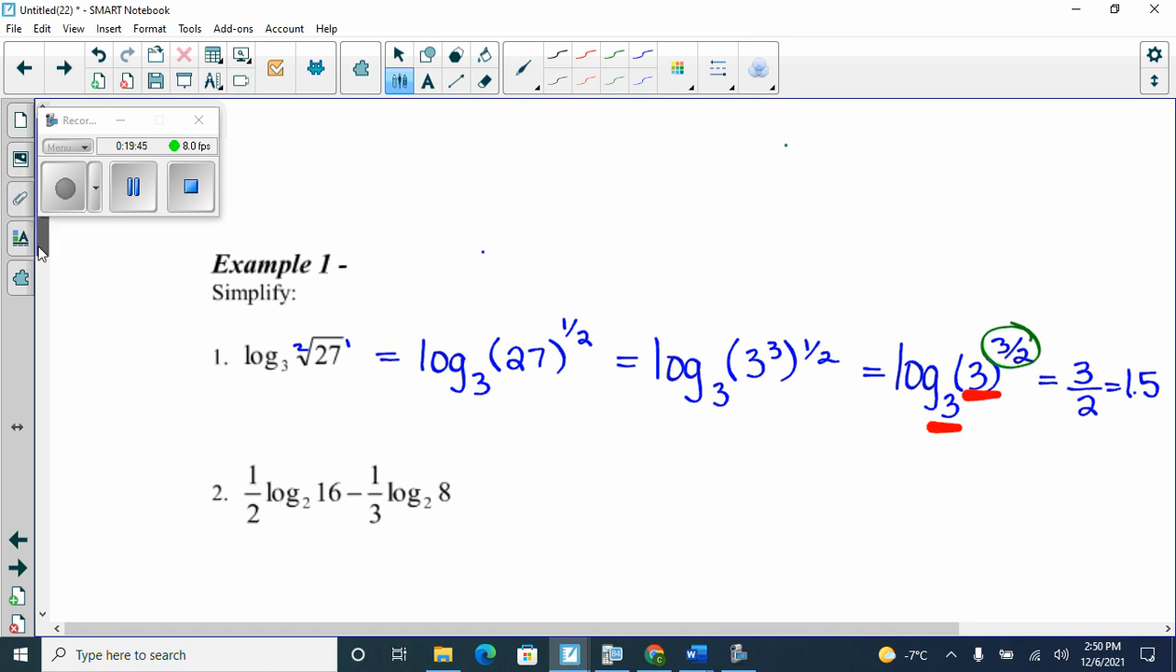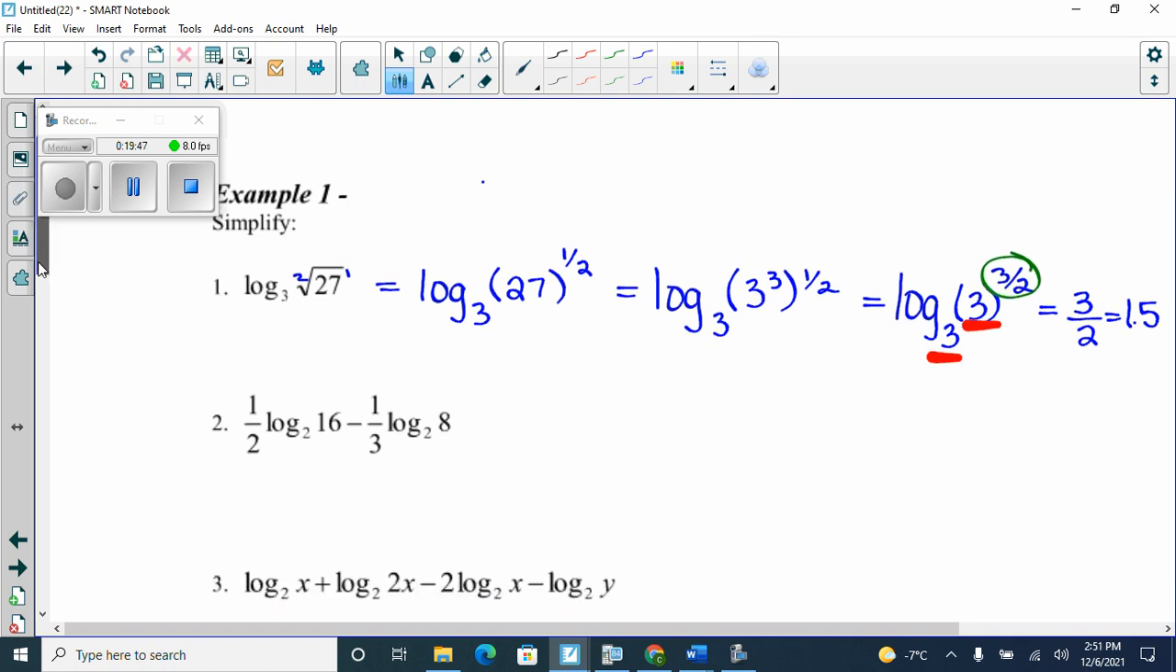Number 2, it's a little bit different. So I'm going to start reading this and hope to see if something screams in your head. So I have a half log base 2 of 16 minus a third log base 2 of 8. What's happening here? So we can't simplify. Right. So you notice that they're both base 2 and we want to put them together, right? I wish it would scream off the page, put me together. But currently it can't be put together right now.